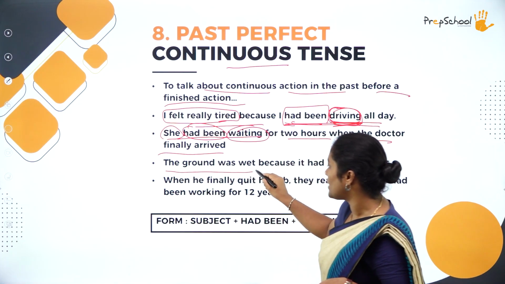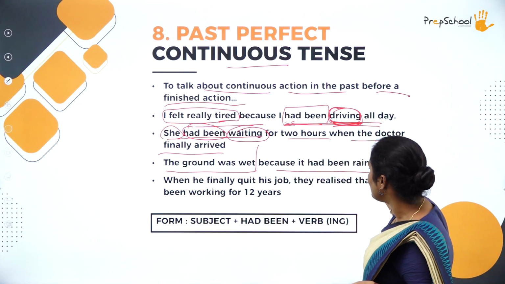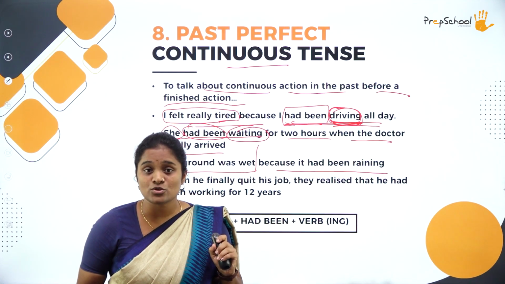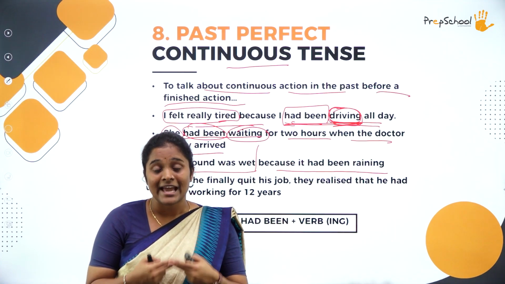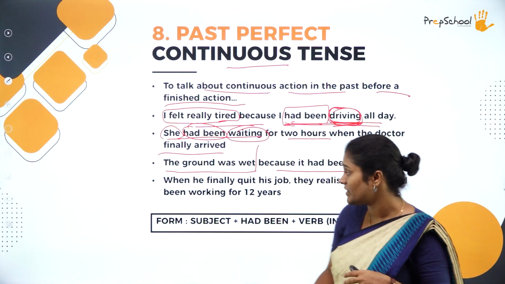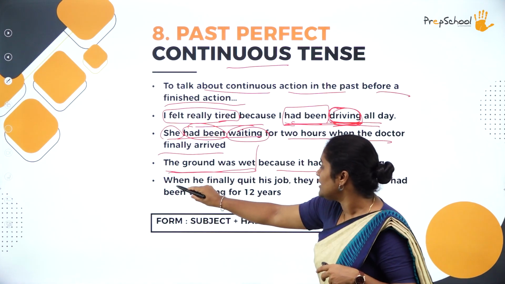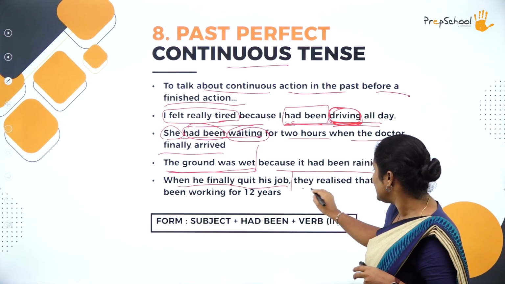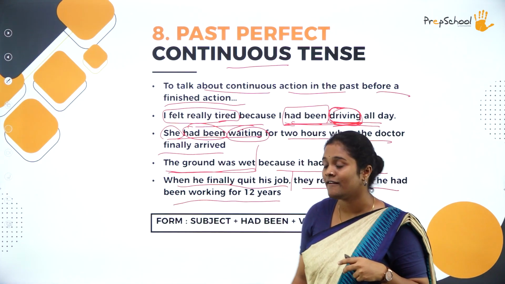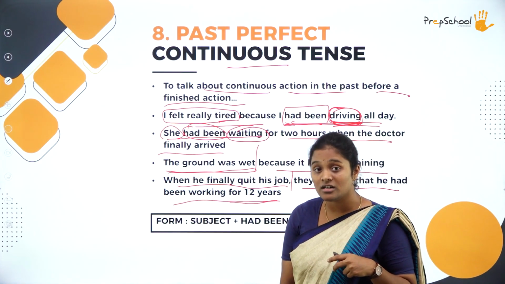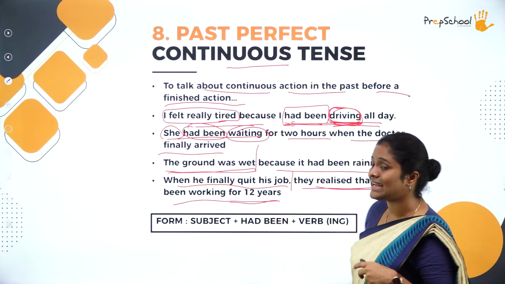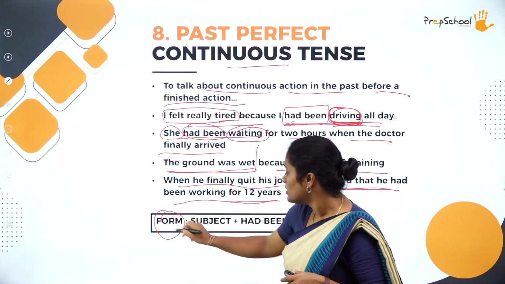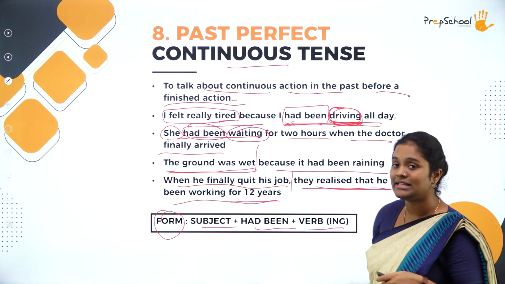Then the ground was wet, one half of it, because it had been raining. There was a continuous action. The continuous action in between these two is that there was continuous rain. And because of that, what is the effect of it? The ground was wet. When he finally quit his job, that is the finished action, they realized that he had been working for 12 years. His work was a continuous thing over there. So there is the form: subject, had been, and verb in the ing form.